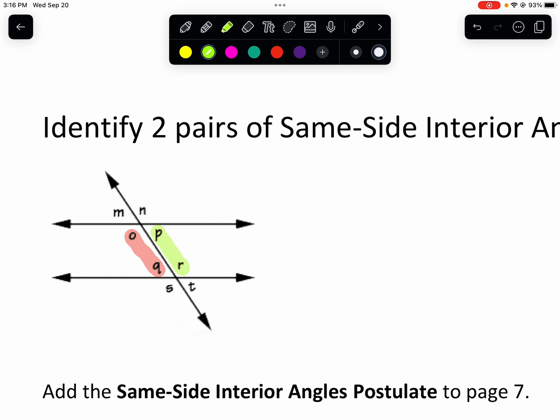Now, since those are sets of same-side interior angles, maybe there's an interesting relationship that comes from them. And that's definitely true. If you take a look at those two angles, they might look pretty interesting in that angle P is small, angle R is big. Those angles actually combine to form a special straight angle. They are supplementary. Now, they're not next to each other. Next to R is T, so that makes a linear pair. P and R are not next to each other, so they are not a linear pair. They're just supplementary.